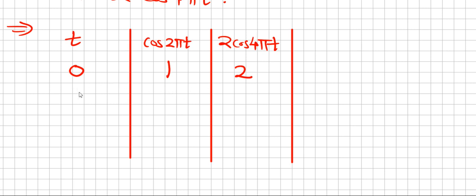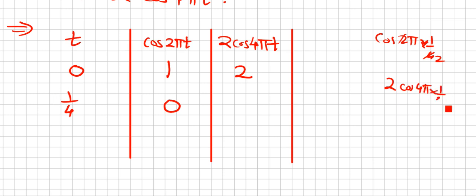Okay. Now let's take t value as 1 by 4. So what will be the value? Cos 2 pi into 1 by 4. This becomes cos pi by 2. Cos pi by 2 is 0, and this will be 2 cos 4 pi, t value I have taken 1 by 4. So this is nothing but cos pi. Cos pi is minus 1, into 2, minus 2.